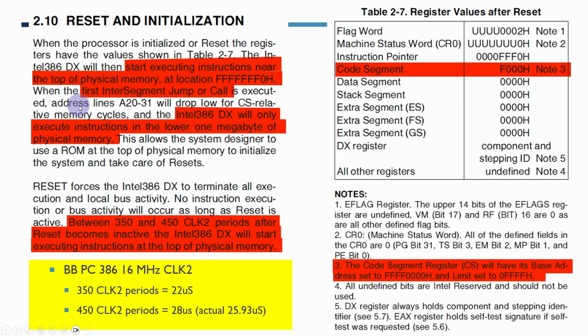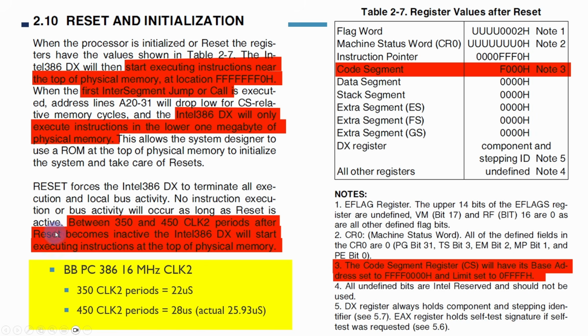And what the processor will do is set all of A20 to A31 to low values, and the Intel 386DX will only execute instructions in the low 1 megabyte of physical memory. So basically, when we do the first far jump, the 386 will behave like the original 8088. But at the point in time where we're doing our no operation codes, we haven't done a far jump, so I don't believe it's actually switched the processor into this lower 1 megabyte mode. So this is the reason why our no operation perhaps isn't having the desired effect that it did on the 8088.